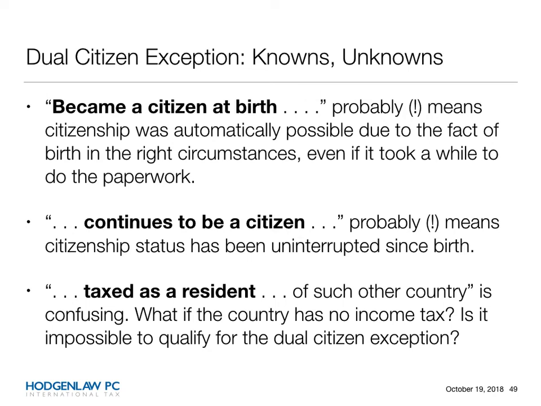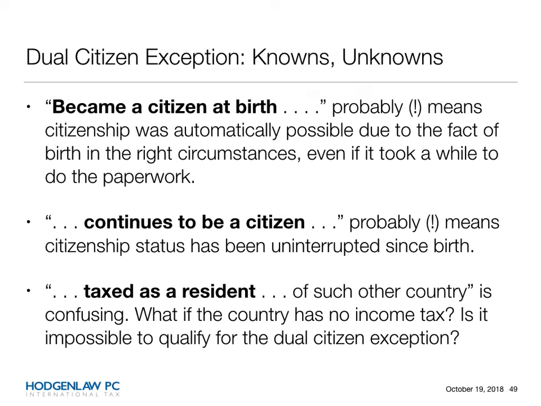The second part of the dual citizen exception is you continue to be a citizen. Now, I've never seen anybody give up citizenship of another country and then reacquire it. But Section 877A seems to imply that you had to have continuous citizenship from birth in that other country. And finally, at the expatriation date, continues to be taxed as a resident of that other country. Now, I'm not sure whether they mean you were taxed since birth as a resident of that other country, or continues to be taxed as a resident of such other country means at the expatriation date you are taxed as a resident of that other country.